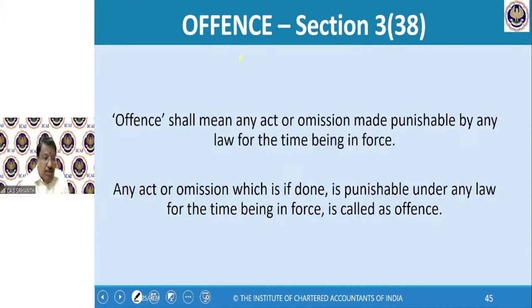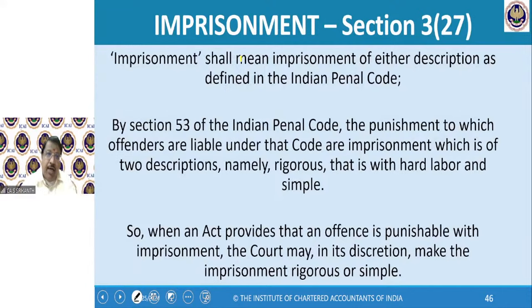Consciously doing something that is wrong, or not doing something that has to be done, both are offenses, whether act or omission. That act or omission is made punishable by any law for the time being in force. So many of you have asked me, what is an offense? I'll tell you: any act or omission made punishable, by way of fine or imprisonment. So it can be a fine or it can be imprisonment.